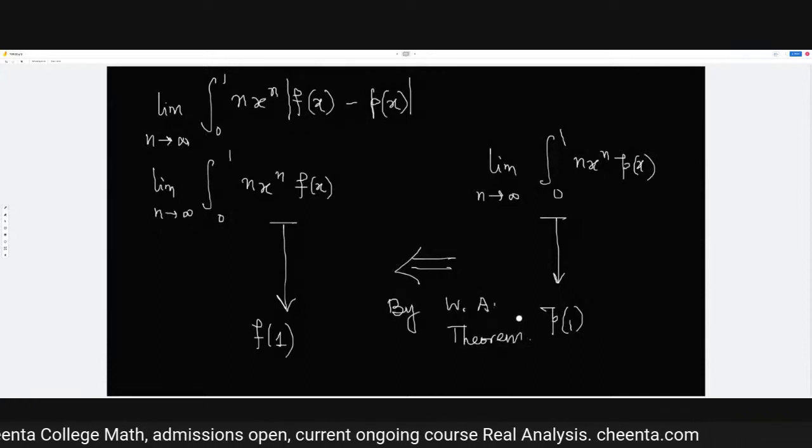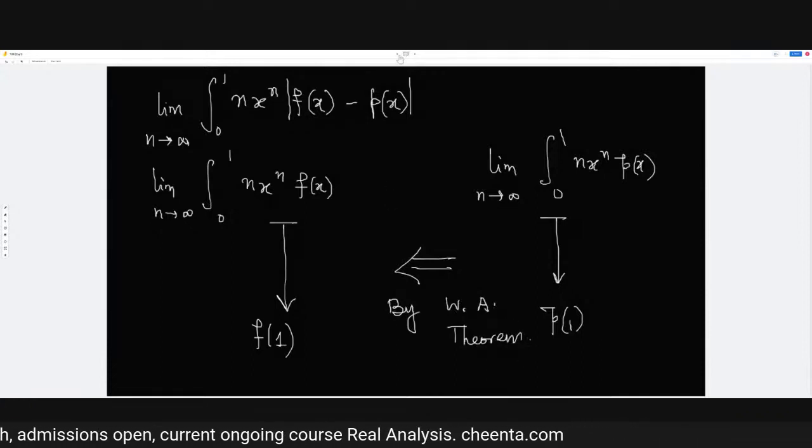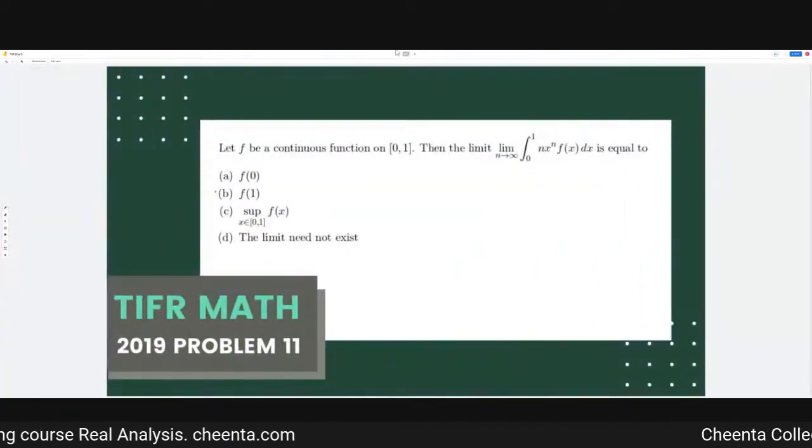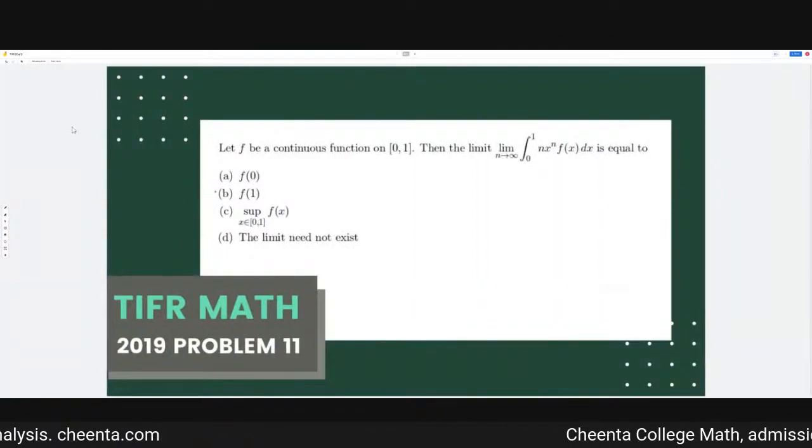All right. So hence the answer to this question will be f of 1.